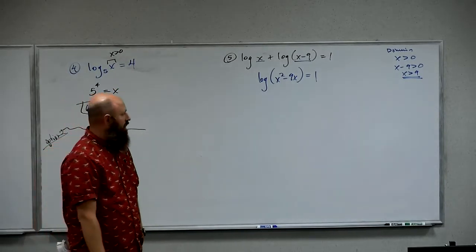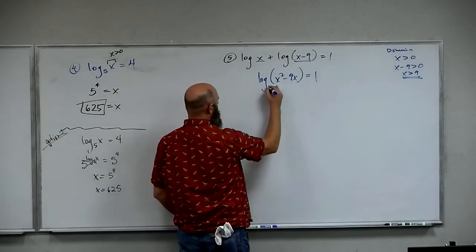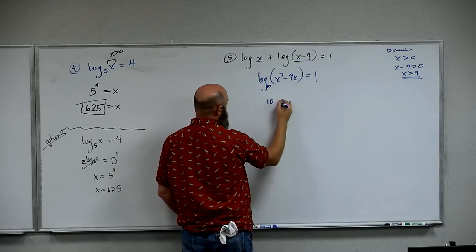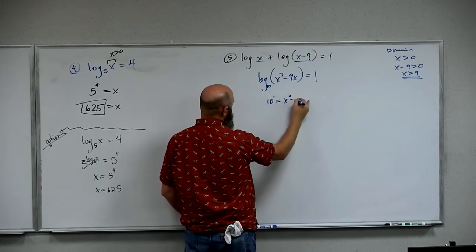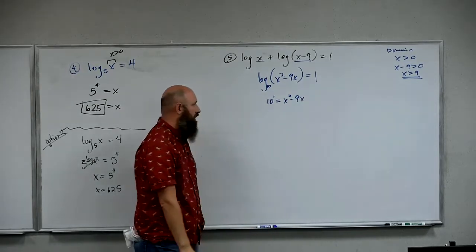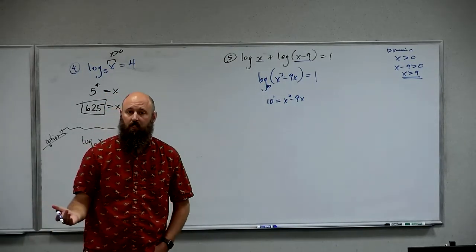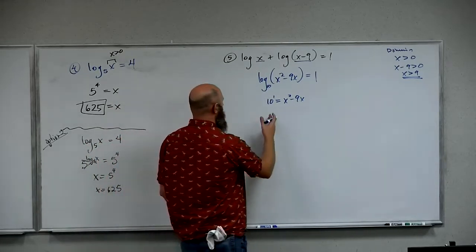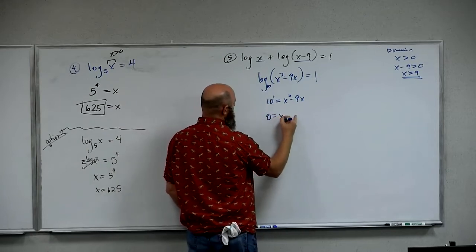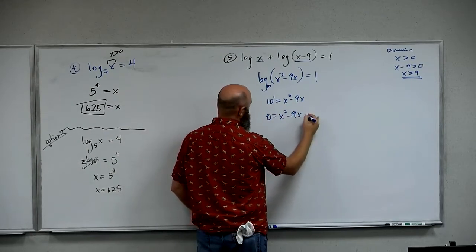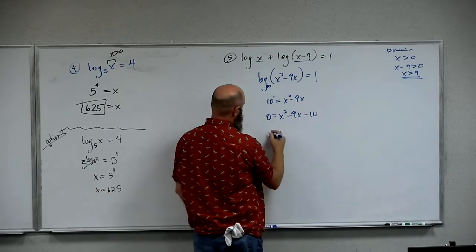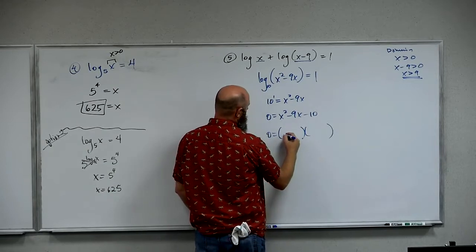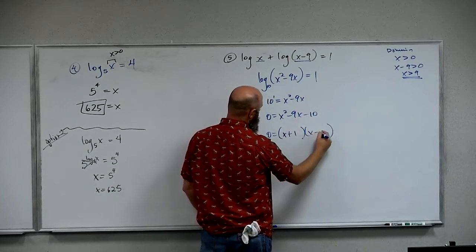Okay? Well, if we remember, since I don't have a base shown, this is base 10. So I can rewrite this now as 10 to the 1 equals x squared minus 9x. Well, 10 to the 1 is just 10. So now we can start solving. I have a square, so that means I have a quadratic. I need to move that 10 over. So x squared minus 9x minus 10. And so 0 equals, here we're going to get what, x plus 1 and x minus 10.